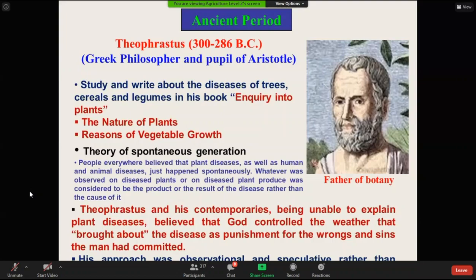And at that time, they believed the theory of spontaneous generation. What is the theory? People everywhere believed that plant diseases as well as human and animal diseases just happen spontaneously. Whatever was observed on the diseased plant was believed to be the product, or a result of the product, of the disease.